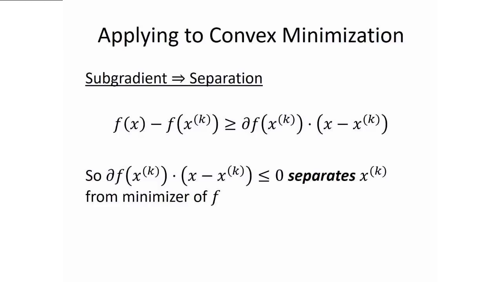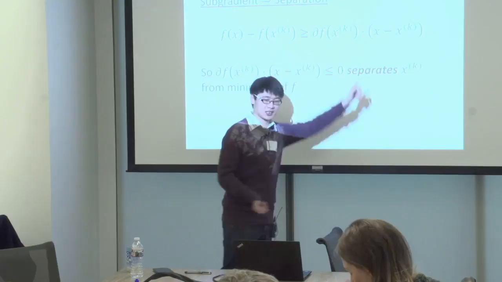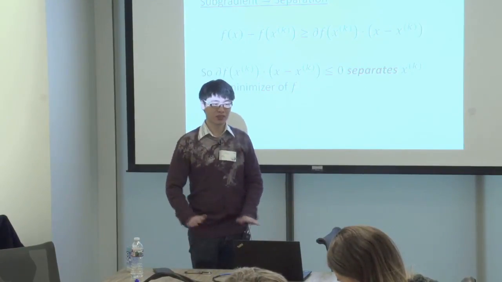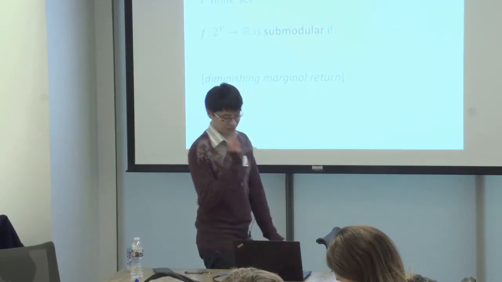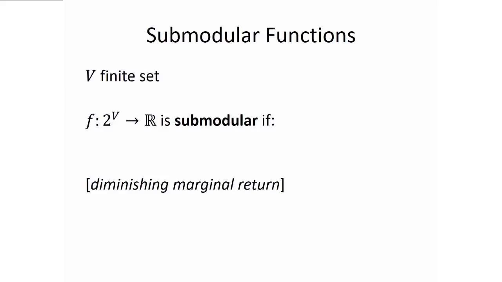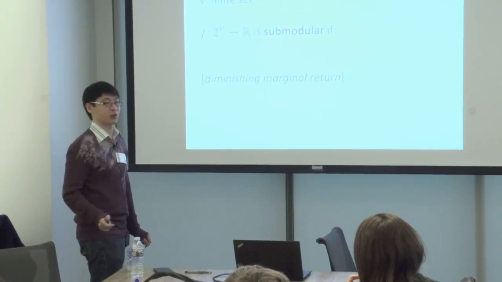So in particular, you can apply it to solving convex minimization just because your subgradient is going to give you separation from the definition. So that's everything we need about the cutting plane method or the ellipsoid method. And I have 5 minutes to do the submodular part, so I'll try my best. The actual proof is very simple. I just need to set up the framework to do it.